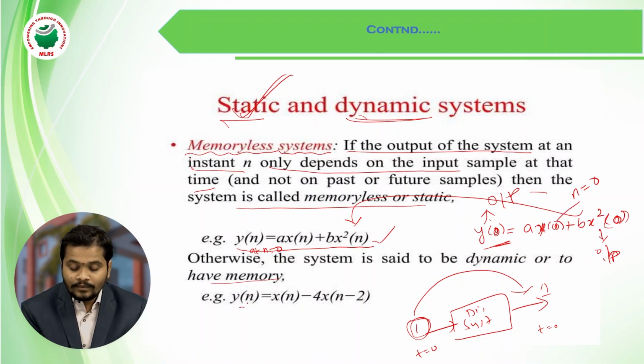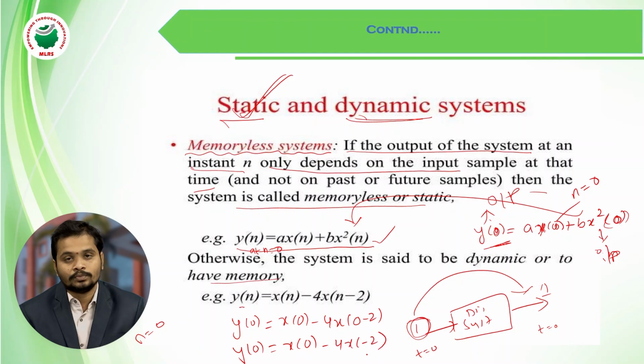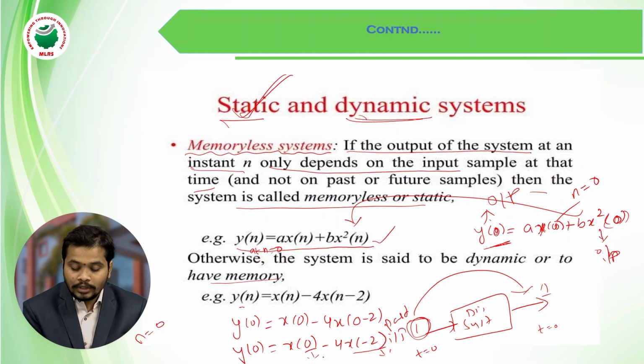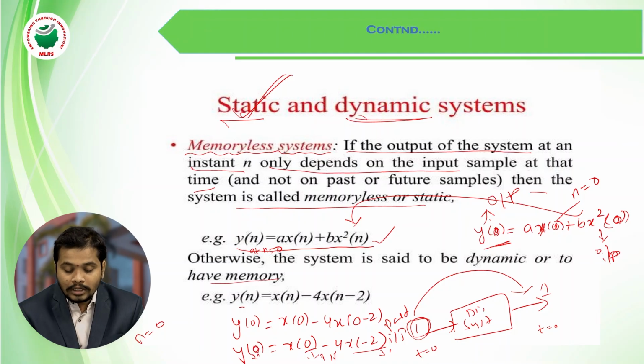Coming to the next, y of n, suppose I again take n equals 0. So y of 0 equals x of 0 minus 4 into x of 0 minus 2, that is y of 0 equals x of 0 minus 4 into x of minus 2, meaning 0 minus 2. So x of minus 2 is the past input, shifted before by 2 samples. The 0 input is the present input, but the output depends upon the past values. So it is called a dynamic system.